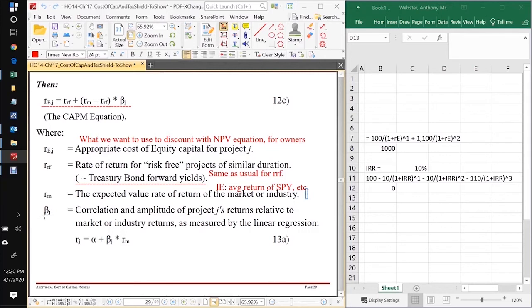And our beta for this project, beta J, is the same as it was in the previous chapter, the correlation and amplitude of project J's returns relative to the market or the industry returns as measured by same linear regression that we looked at in a previous chapter, saying the return of stock J is equal to alpha plus beta, that's the slope, remember, times the return of the market. And again, we would have 30 years worth of data to try and estimate this line, estimate alpha and beta. So you can see this is not going to be an alpha-focused method. Only beta comes into this here.